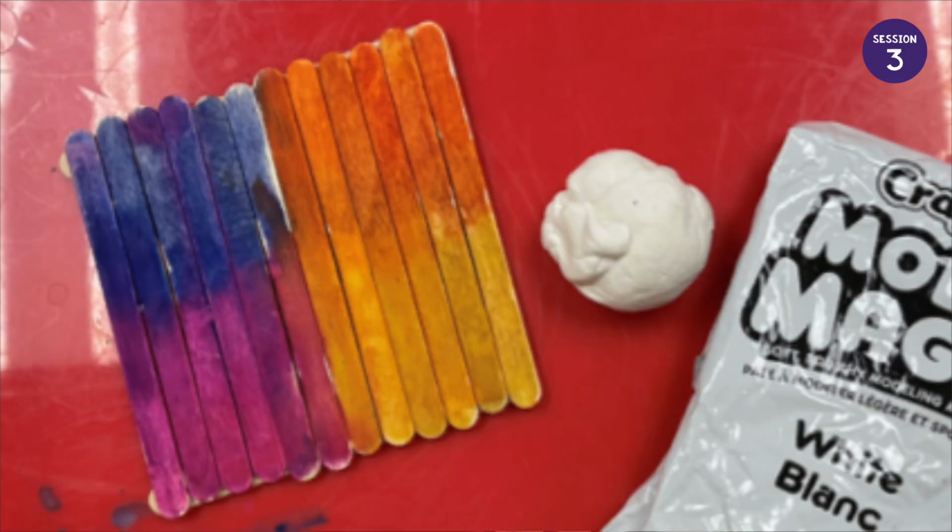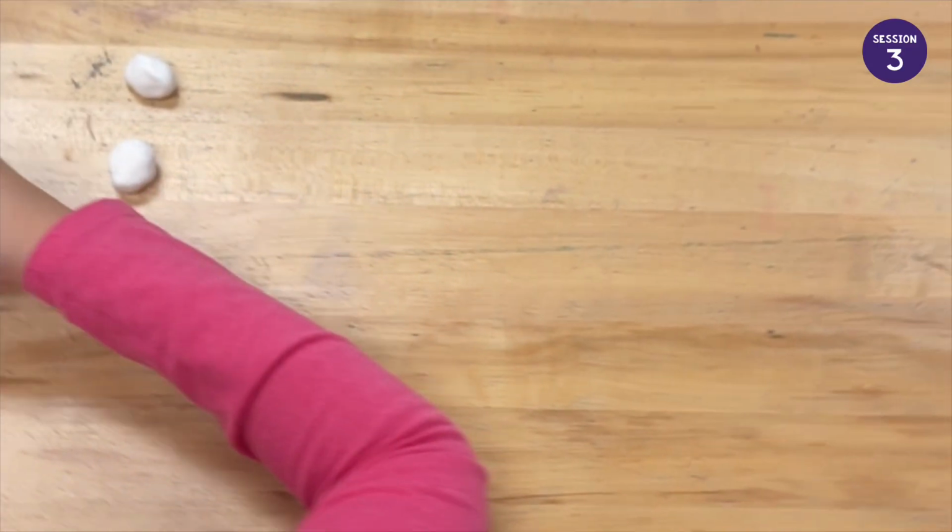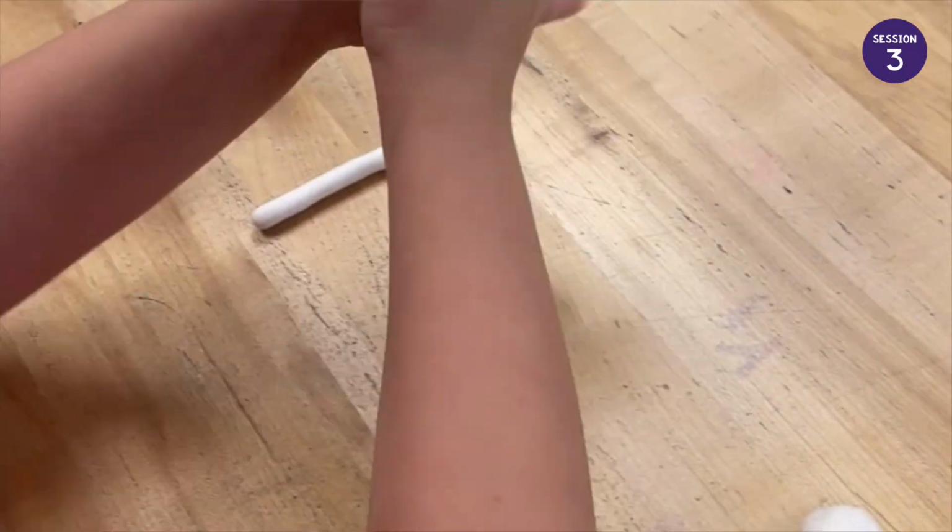So you're going to basically be handing each child a ping pong ball or golf ball size portion of Model Magic, and in session 3 you present a couple fun facts first, but then you're going to present a sequence of steps that they're going to navigate through independently. The first one has them taking that little chunk of Model Magic and breaking it into 4 equal-ish parts, and then they're going to roll each one of those into a little snake, call it an earthworm, call it whatever you want.